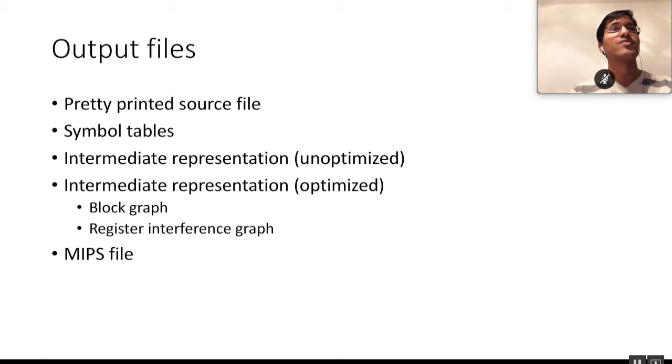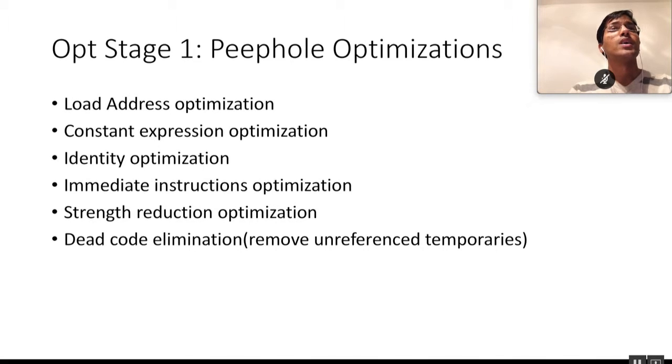The output files of the compiler are a pretty-printed source file, a symbol table, the intermediate representation, unoptimized and optimized depending on the input of the user, and then the MIPS code. In stage 1 of optimization, I do peephole optimizations in the listed order. That is load address, followed by constant expression optimization, followed by identity, followed by immediate instruction optimization, followed by strength reduction, followed by dead code elimination.